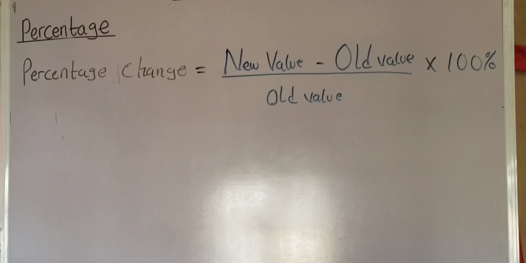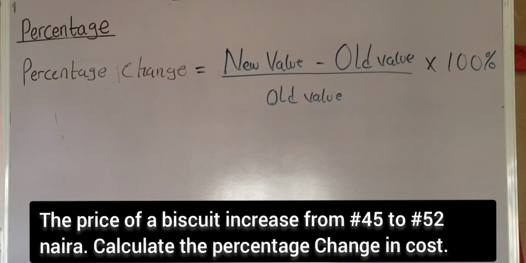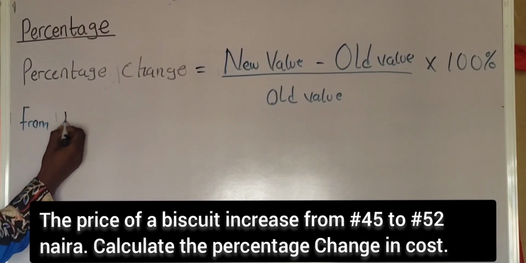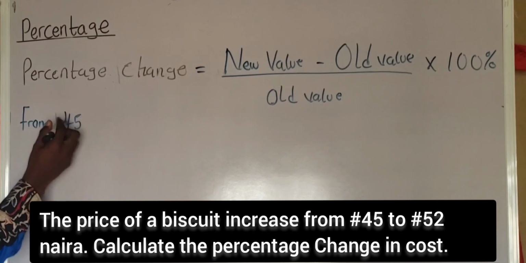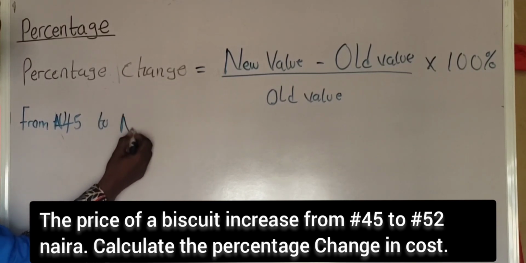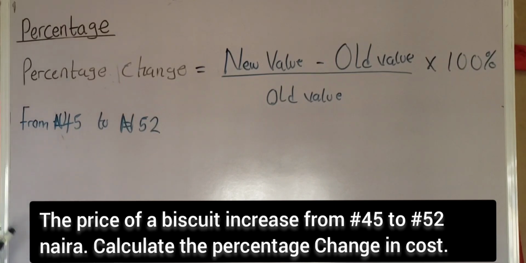Now let us look at the application of this formula. The first question says the price of a biscuit increased from 45 naira to 52 naira. Calculate the percentage change in cost. Let's start by writing out our parameters: from 45 naira to 52 naira. You can see? Now, we are asked to determine the percentage change in cost.